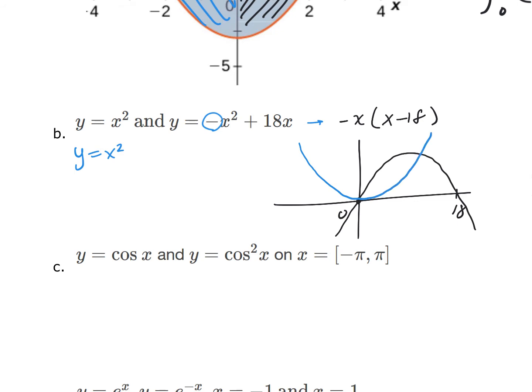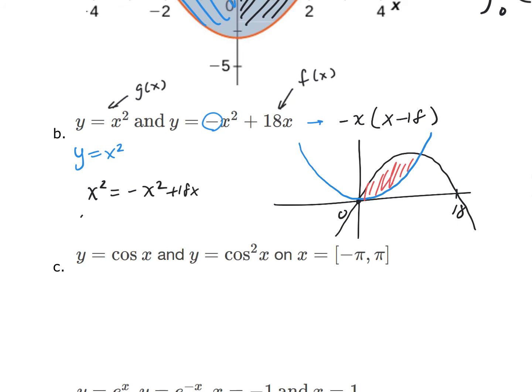So you can see that this is my upper function, so I'm going to call that f of x. This is my lower function, so I'm going to call that g of x. And the two places which are crossing is at 0, and then I just had to figure out where the other location of crossing. So I set these equal to each other. X squared is equal to negative x squared plus 18x.